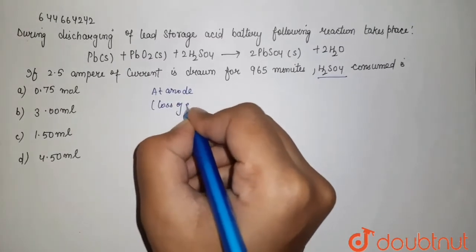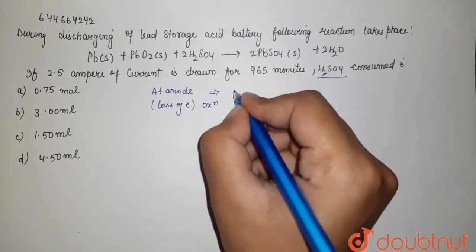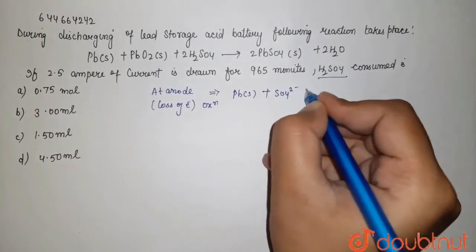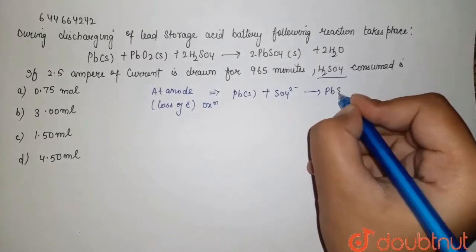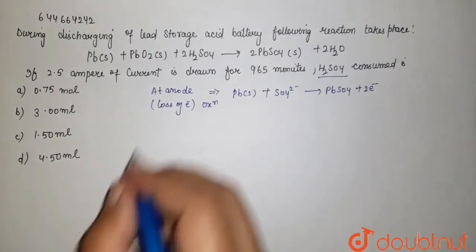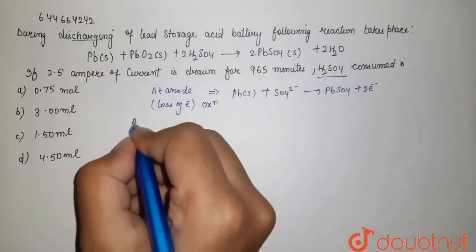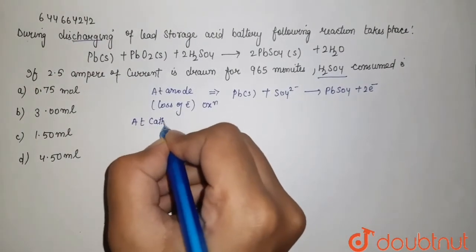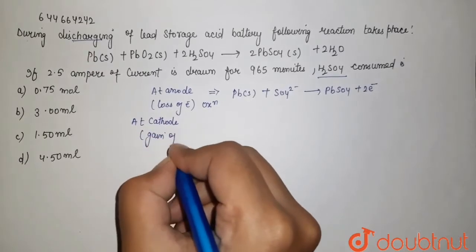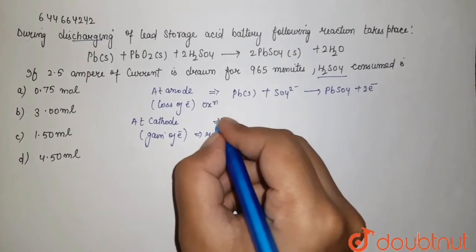So here if you see, at anode there is loss of electron, and loss of electron process is considered to be oxidation. Here Pb solid reacts with sulfate and liberates PbSO4 and 2 electrons. So there is loss of electron that happens on anode at discharging time. Then at cathode there is gain of electron, that process is known as reduction.